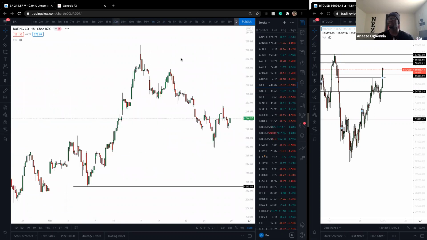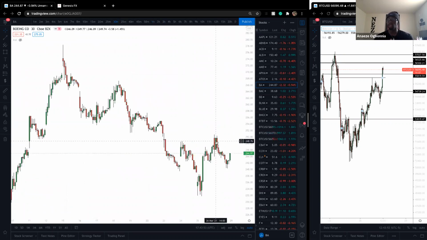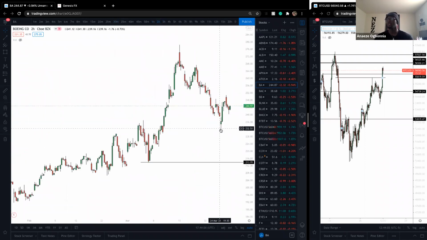So how do I know? It's basically just simple break of structure. Break of structure to the upside, bullish. This is supposed to hold price. It didn't. It broke structure again. We're bearish. But then we go to the 2 hour, 1 hour, and technically we're still bullish until like 213.